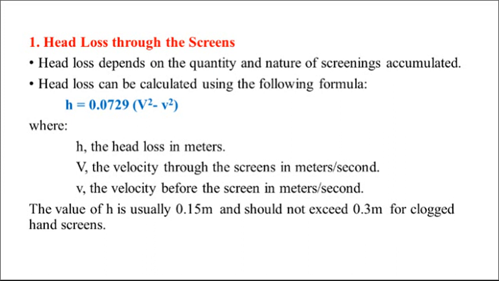0.0729 (V² − v²), where small h is the head loss in meter, capital V the velocity through the screens in meter per second, and small v the velocity before the screen in meter per second. The value of head loss is usually 0.15 meter and it should not exceed 0.3 meter for clogged hand screens.